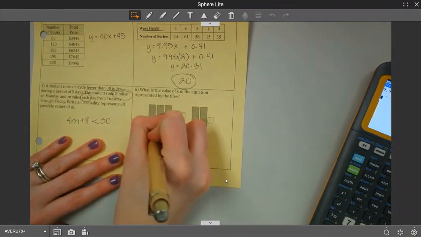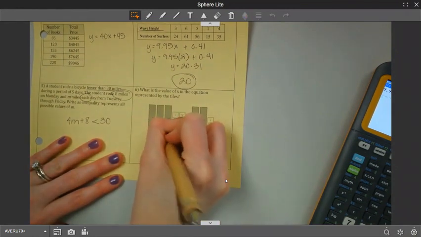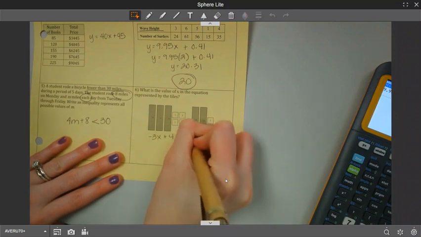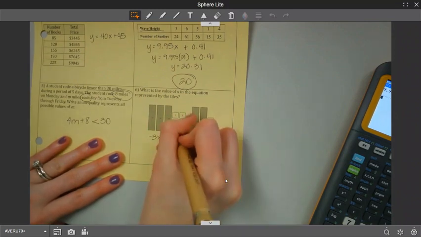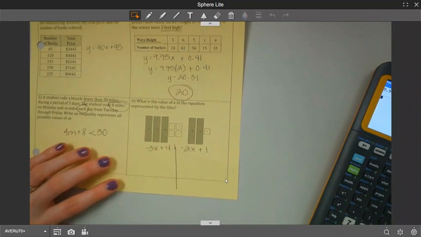Number 6, what value of x in the equation represented by the tiles? So we have 3 negative x's, so negative 3x plus 4 is equal to negative 2x plus 1. I don't have any parentheses, so I have nothing to distribute.